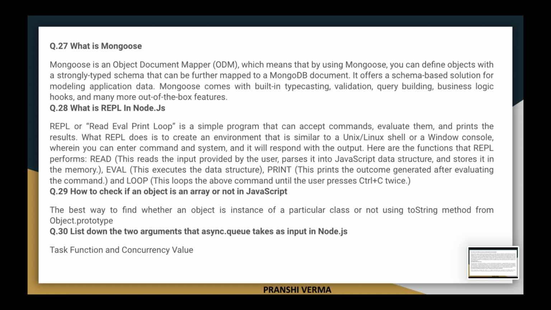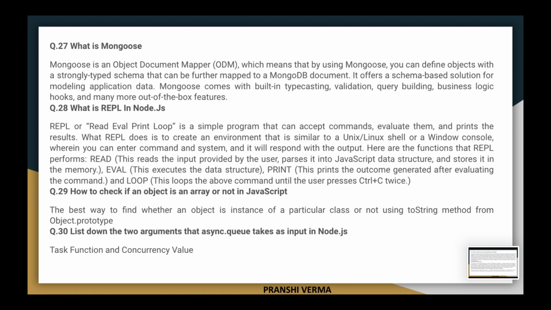The result will be printed in the console, and you can then enter new code to execute. In addition to running JavaScript code, REPL also provides some additional features like tab completion, syntax highlighting, and multiline input. These features can make it easier and more efficient to work with the REPL environment. Next question, how to check if an object is an array or not in JavaScript?